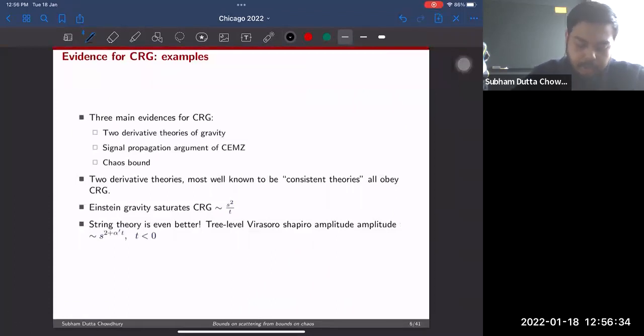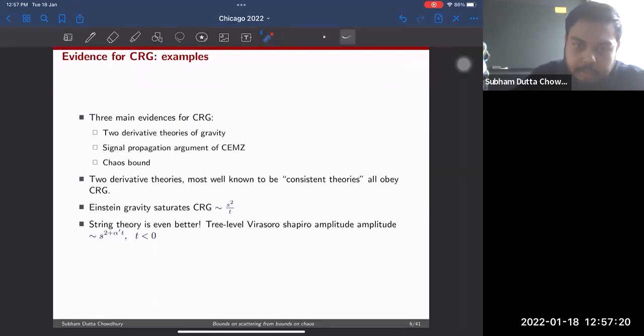So, of course, as you all pointed out, why would you expect such a thing to happen? There are three main evidences for CRG. First is that most well-known two-derivative field theories that we know of satisfy CRG. It's kind of an example-based evidence. Also one of the most striking things is that Einstein gravity actually saturates CRG.